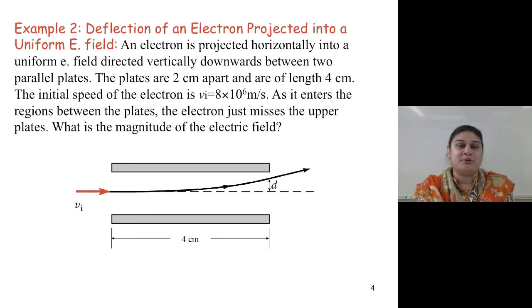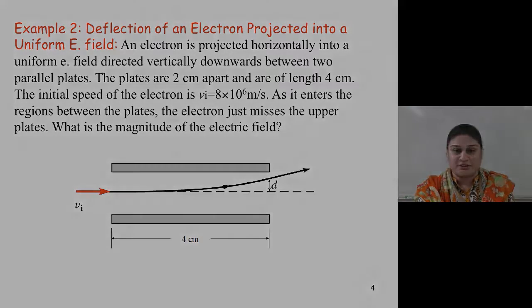So in this example, an electron is projected horizontally into a uniform electric field directed vertically downwards between two parallel plates. The plates are 2 centimeters apart and are length 4 centimeters. The initial speed of the electron is given. As it enters the region between the plates, the electron just misses the upper plate. What is the magnitude of the electric field?